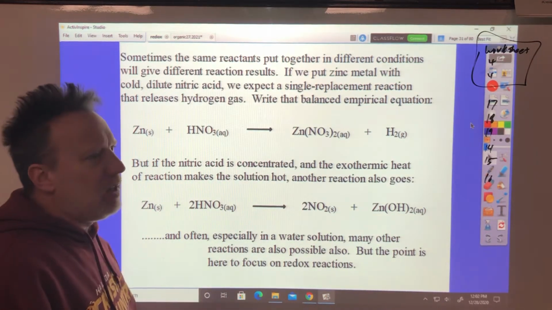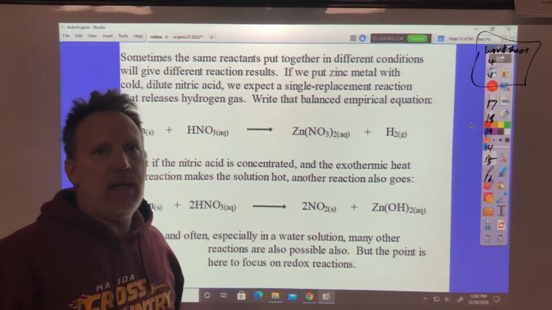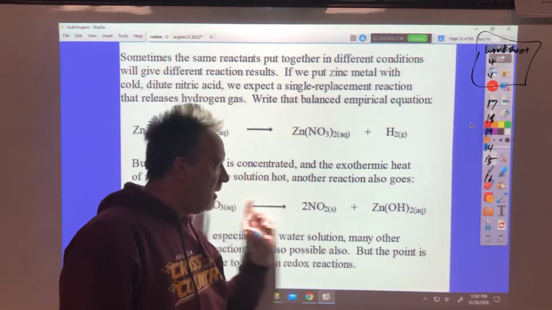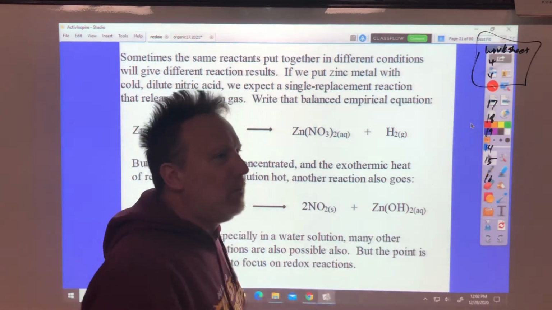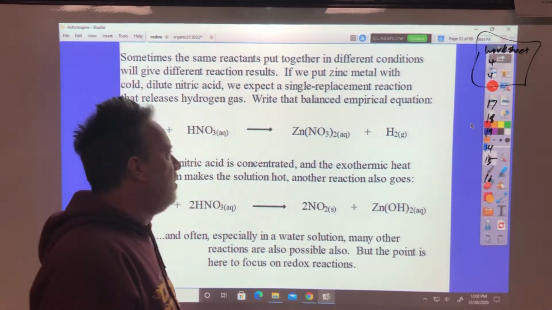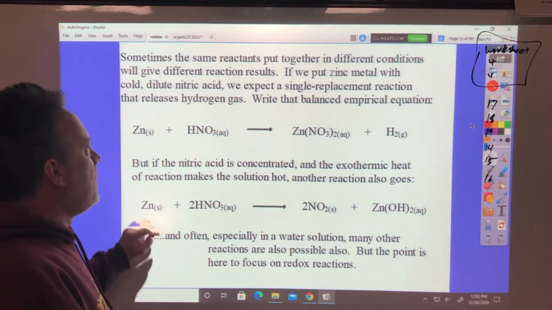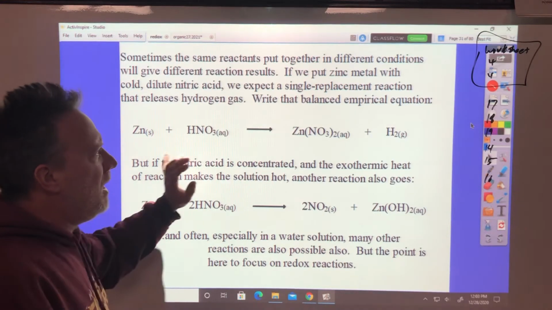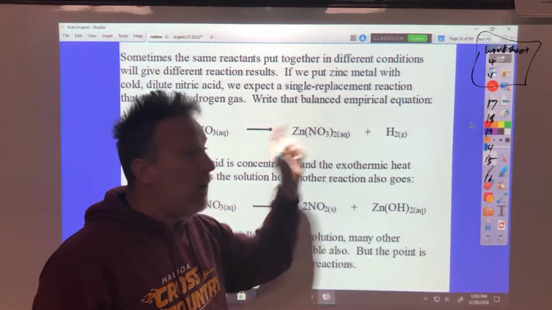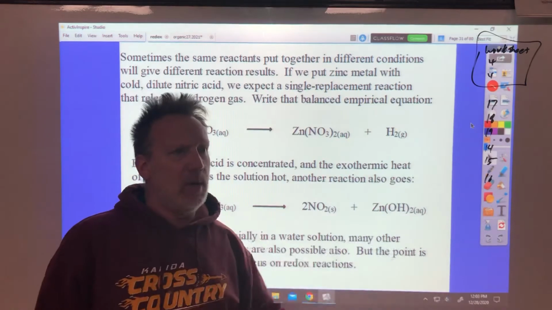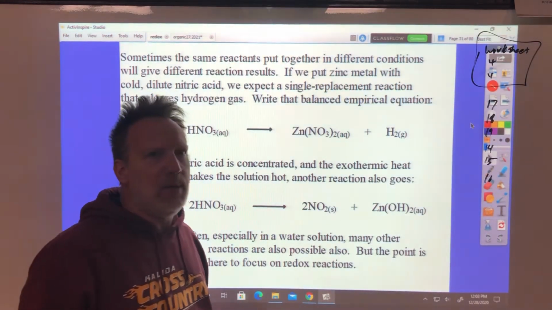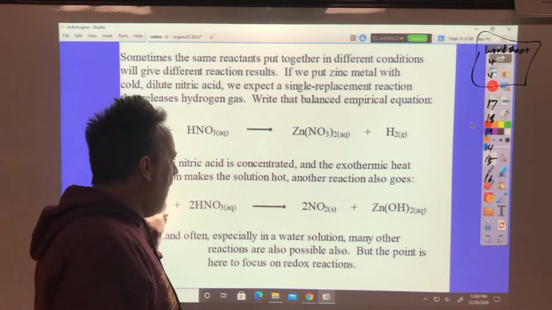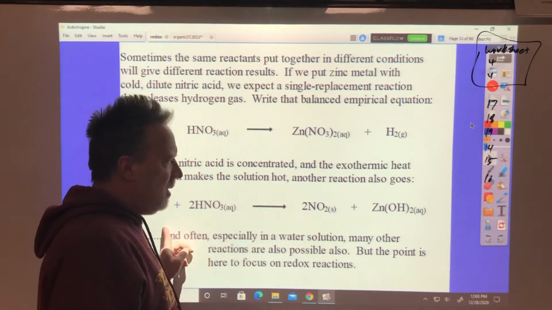One time I was in front of a class of students and did this, and I didn't have things cold. It was probably my first year of teaching. This is what I expected, and this is what happened, which was create a ruckus in front of a classroom of students. If the nitric acid is concentrated and this goes, it gets hotter as it goes, because this reaction is exothermic. We probably need to talk about some thermochemistry this year, since we didn't get to it last year. And it starts to get hot, then this reaction starts to go.